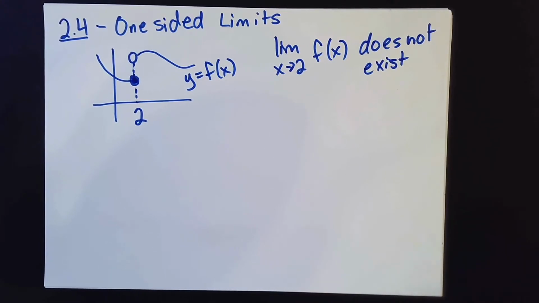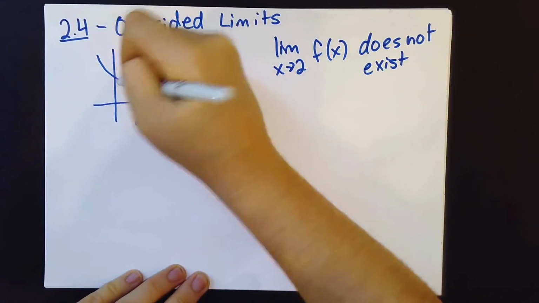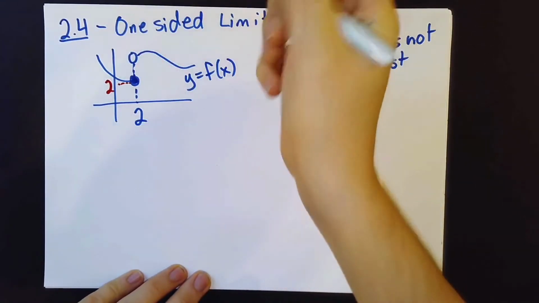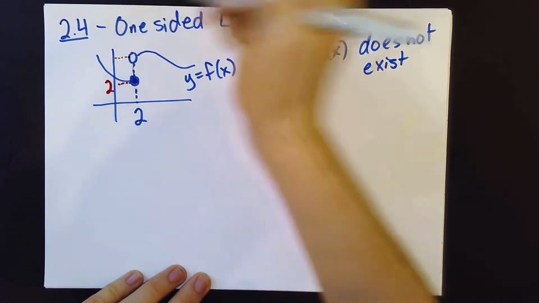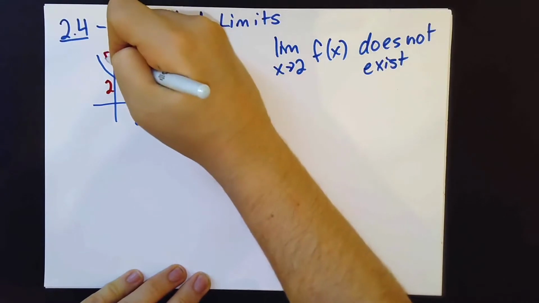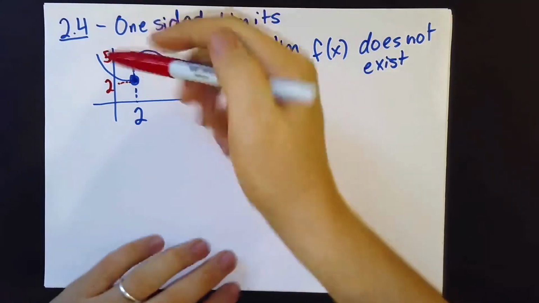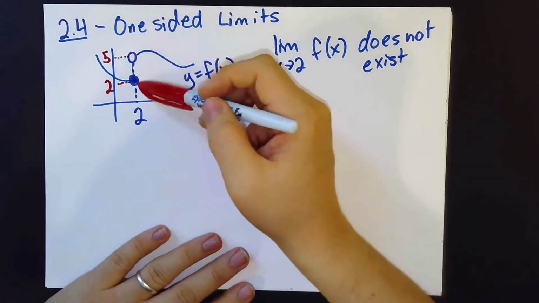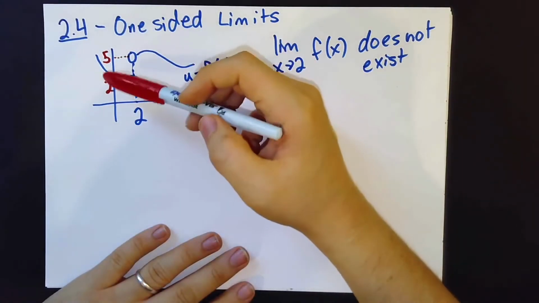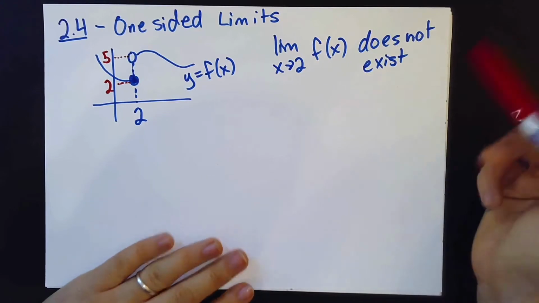And that's not for want of trying, because if I look at this side of the universe, it really looks like it's going to this point, which we'll say is 2. And if I look at this side of the universe, it really looks like it's going to this point, which we'll say is 5. But the problem is, the left half of the universe and the right half of the universe don't agree on one reality. And so 2 and 5 aren't the same, so this limit just doesn't exist.